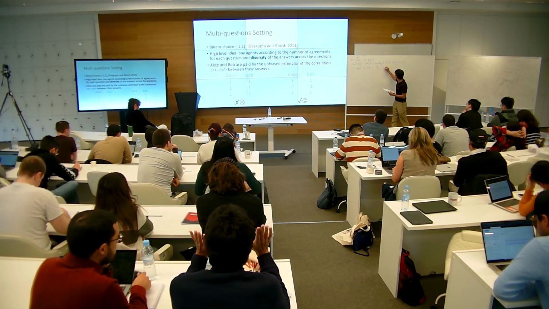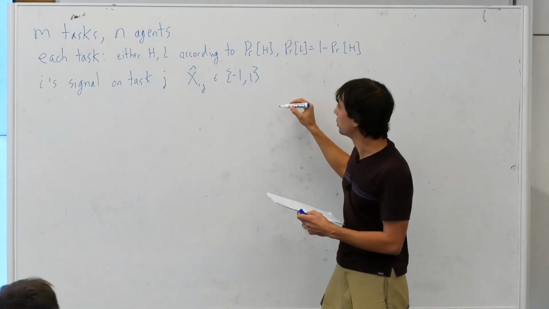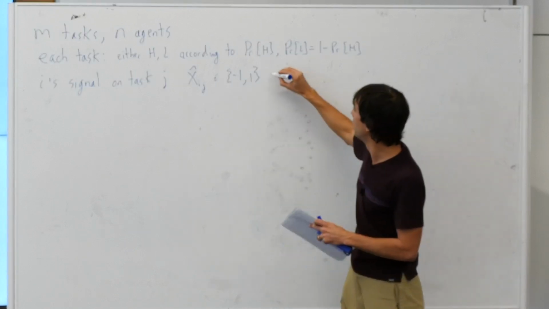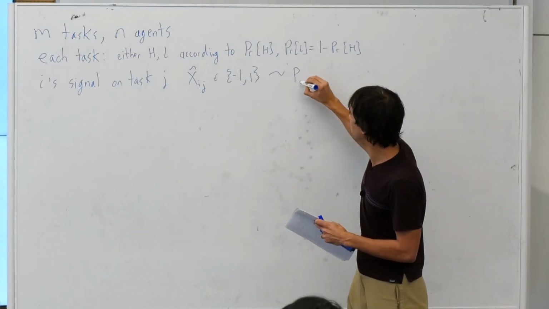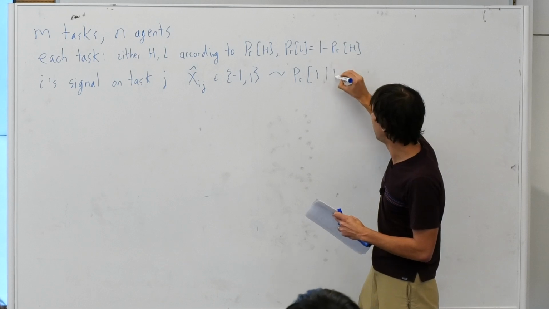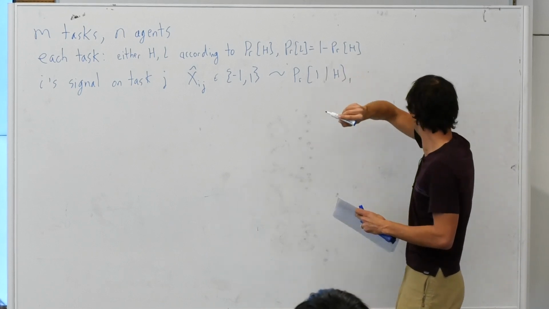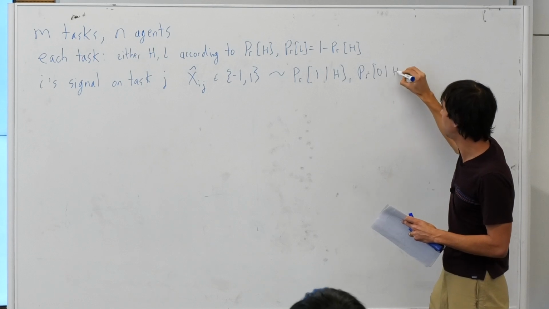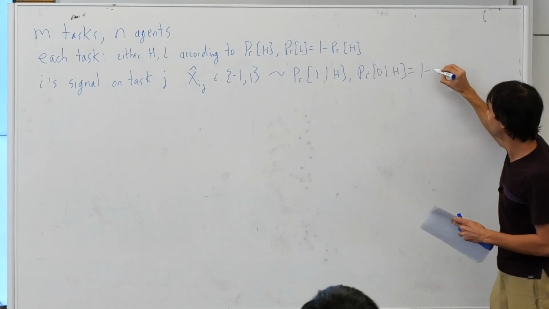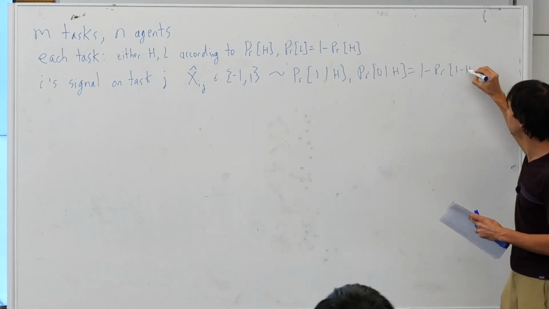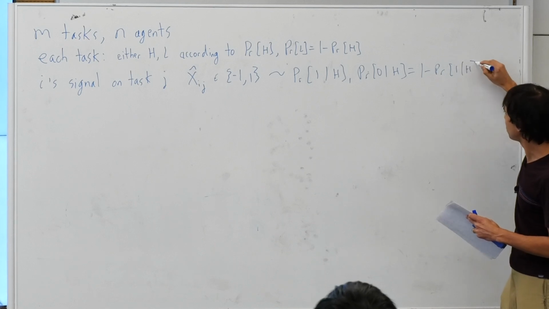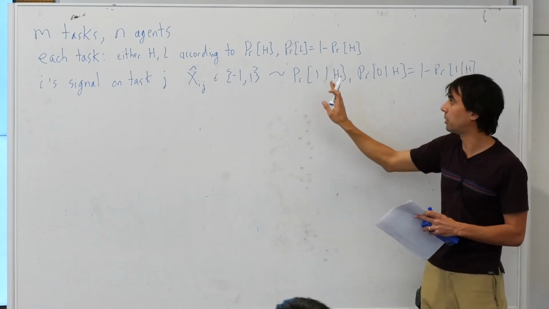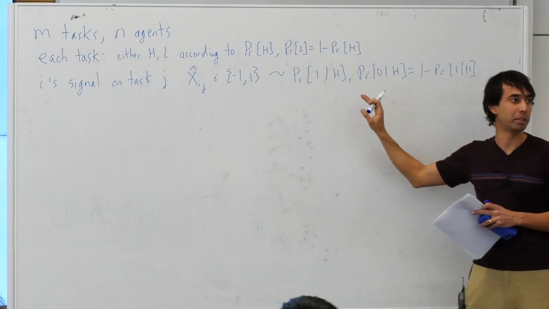In -1, 1, which is the signal that they receive, that's distributed according to some probability of 1 given high. So probability of 0 given high is equal to 1 minus the probability of 1 given high, of course. And then similarly, given that the true state of the world is low, there's a probability that I'll see a signal 1 and a probability I'll see a signal 0.